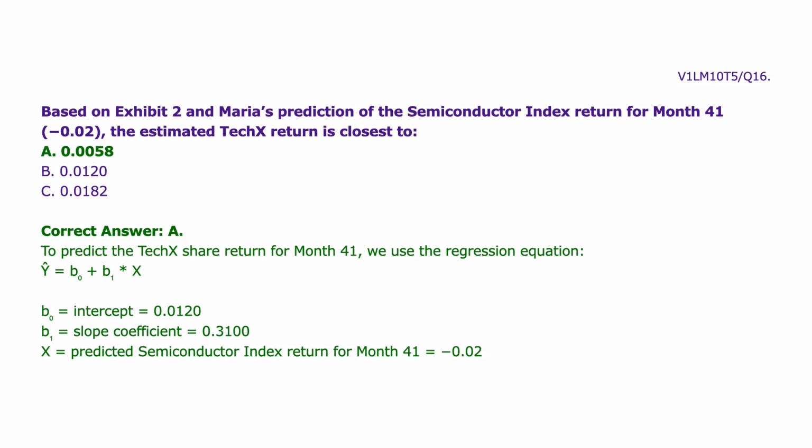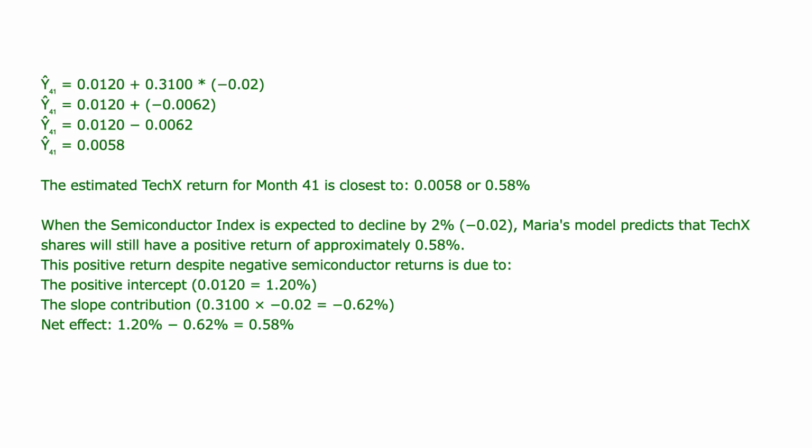To find the point estimate, you must use the full regression equation, y equals b0 plus b1 times x, with the estimated coefficients provided in Exhibit 2. The final result, 0.0058, is the net effect of the positive intercept, 0.0120, which acts as a baseline, and the negative adjustment, minus 0.0062, caused by the expected decline in the semiconductor index.